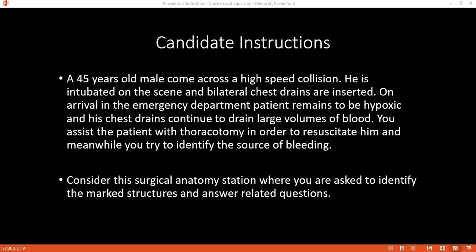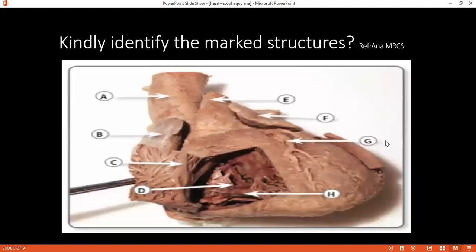Right. So if you have read and understood, considering its surgical anatomy station, kindly please begin. If you can identify what we are looking at. Yes, this is a cadaveric picture of the anterior view of the heart, from the front.